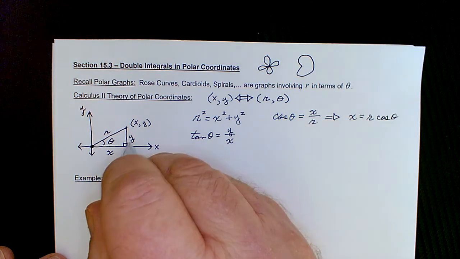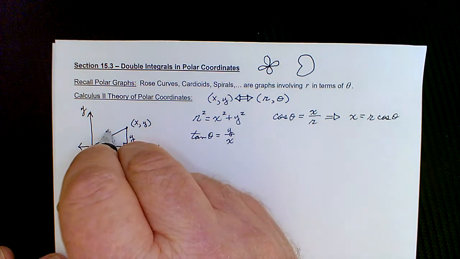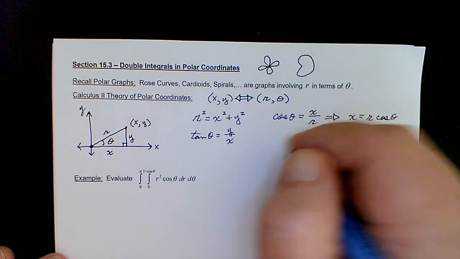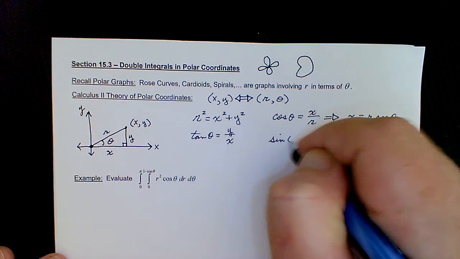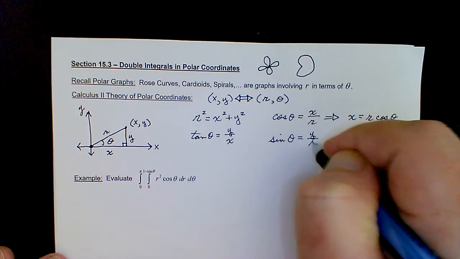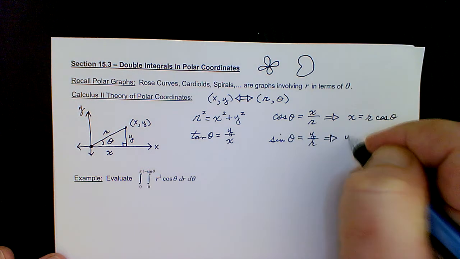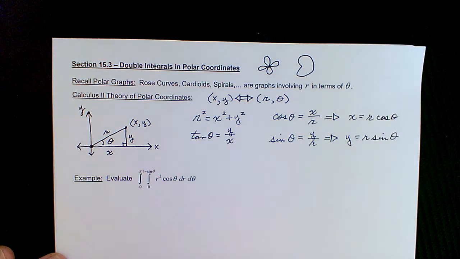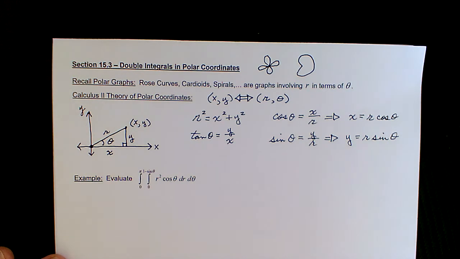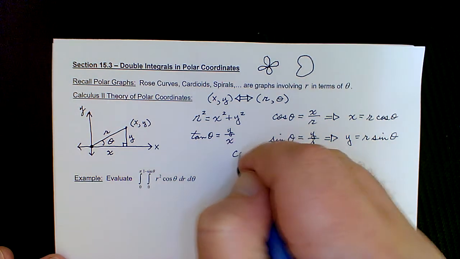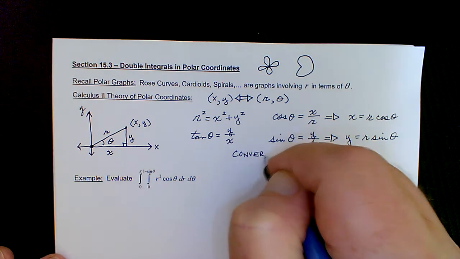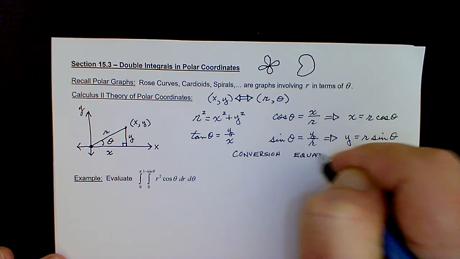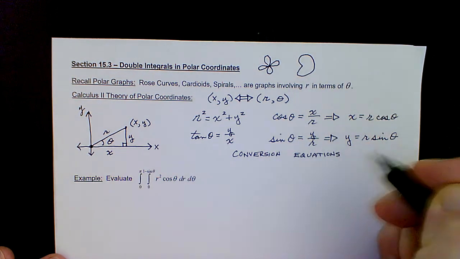And then similarly, if we want y, knowing theta and r, trig function in terms of theta, y is opposite, r is hypotenuse, so that'd be the sine of theta would be y over r. And then we could say that y is r sine of theta. So those are all the different conversion equations that we have to go from polar to rectangular and vice versa.